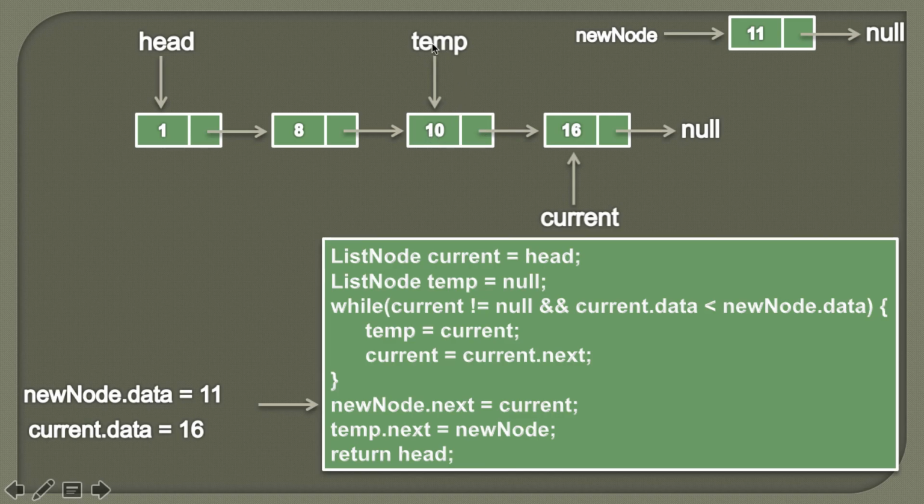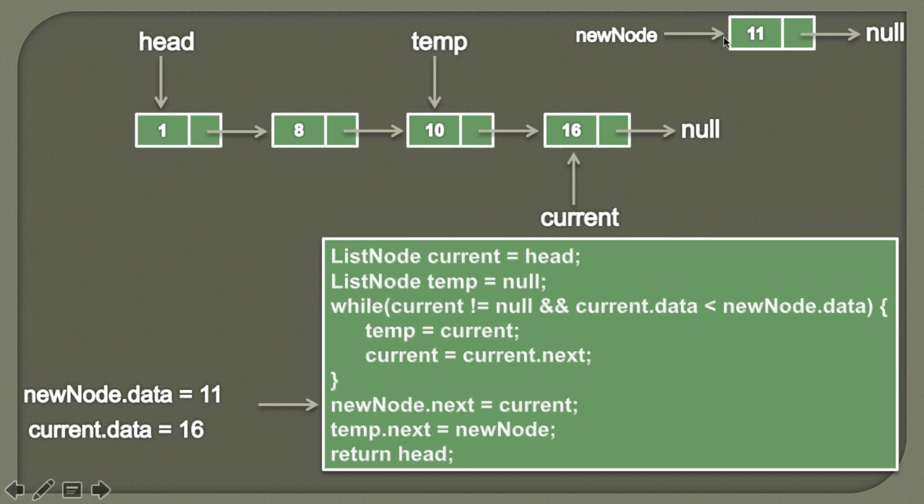So the idea behind keeping this temporary node is, once this while loop breaks out, we need to insert the new node just between 10 and 16 because 11 is the value between 10 and 16. So in order to put the node between 10 and 16, we need this temp node because this pointer will now be pointing to the new node, and new node next, which is currently pointing to null, will point to current.